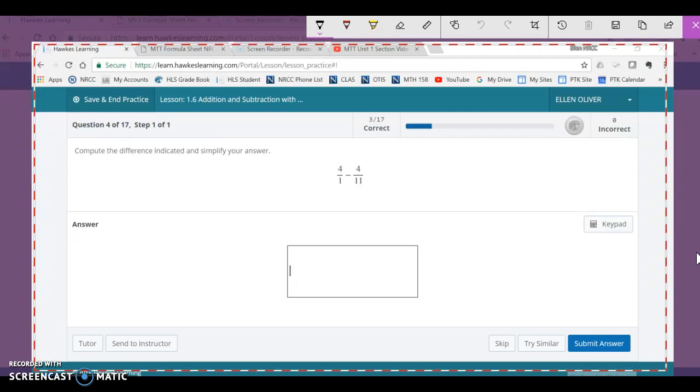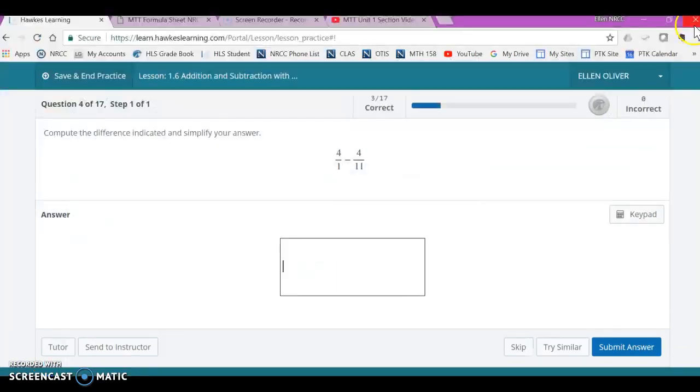So when one of them is 1, the common denominator is the other one, because if I just multiply 1 times 11, I will get 11. So 1 times 11, and so I have to do 4 times 11. Now I have a common denominator, so I can just subtract my numerators. And I need to make sure, can I reduce that? Well, 11 is prime, and it doesn't go into 40, so that should be my final answer.